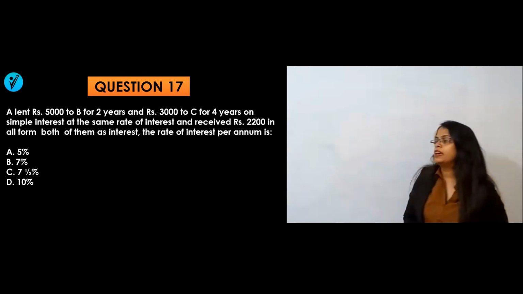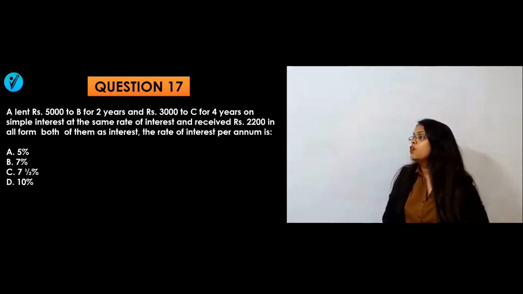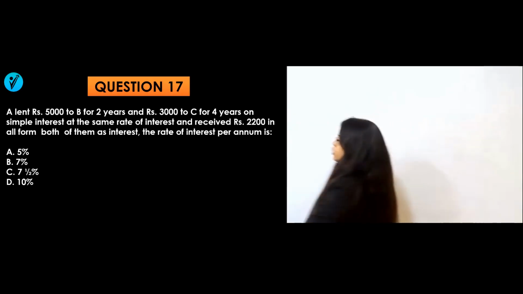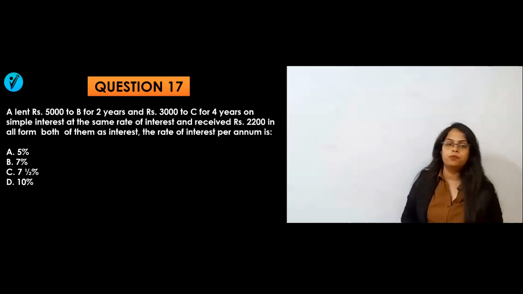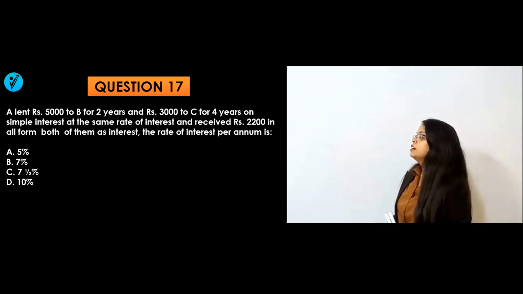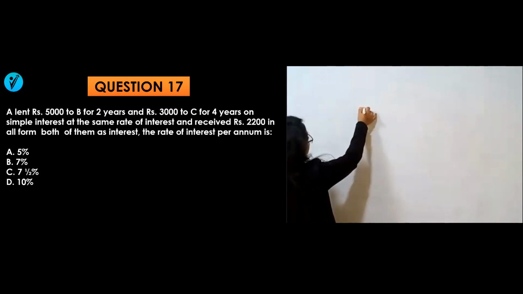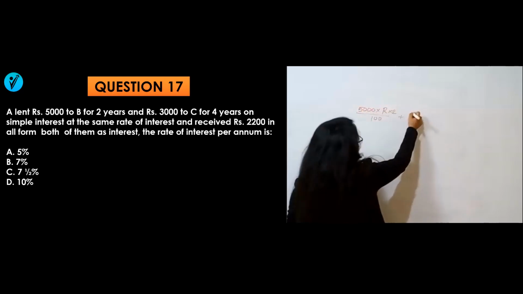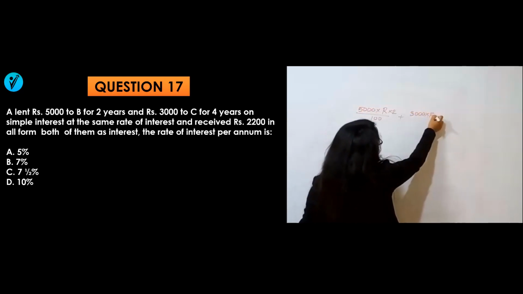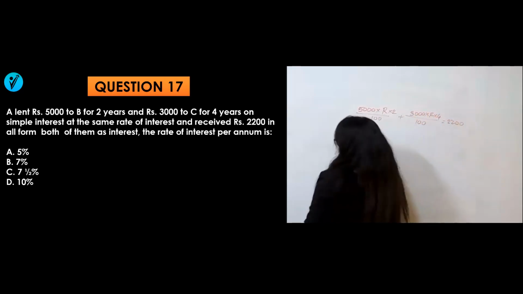A lent rupees 5,000 to B for 2 years and 3,000 to C for 4 years on simple interest at the same rate of interest and receives 2,200 in all from both of them as the interest. The rate of interest will be? Now for this one, first is 5,000 rupees at rate R for 2 years plus 3,000 rupees at the same rate of interest for 4 years, and this total sum is equal to 2,200.